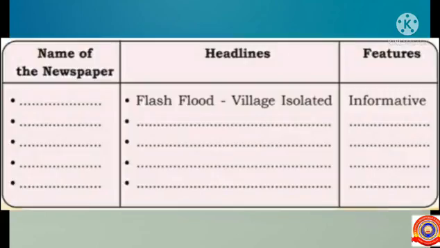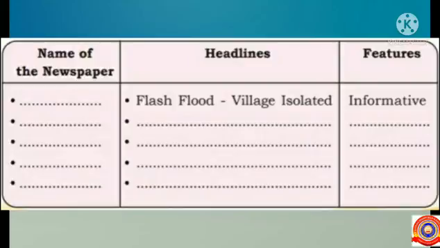You can see a table here. First column, name of the newspaper. Second column, headlines. Third column, features. Students, here a headline and a feature is given. The headline is Flash Flood, Village Isolated. Its feature is informative. You can give a name of the newspaper. Likewise, you have to identify some interesting headlines and their features and identify the name of the newspaper also. This is homework for you.